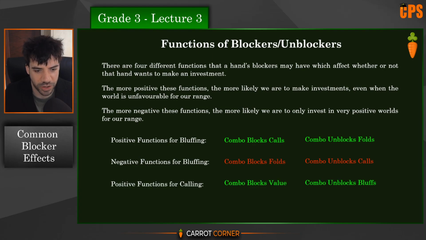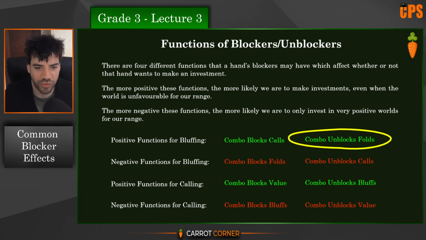Some other positive functions for calling could be that we block value or unblock bluffs in our opponent's range. These would be good things. And negative functions for calling would be blocking bluffs or unblocking value. Of these 8 functions, the one we're really strongly going to focus on today is going to be our combo unblocking folds. This is actually, on most boards, and particularly where there aren't flushes present on the river, a more useful metric for determining how positive your blockers are than looking at the one to the left, blocking calls.